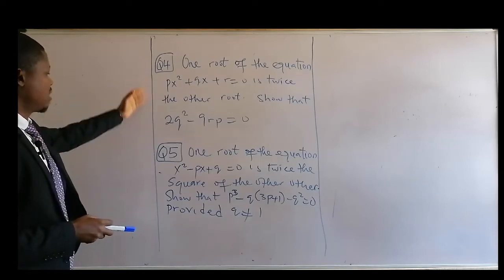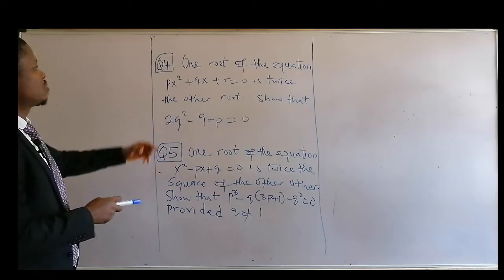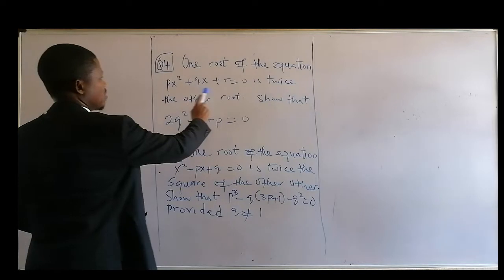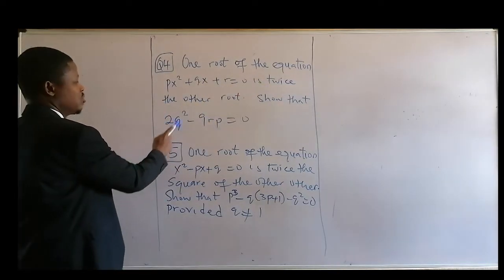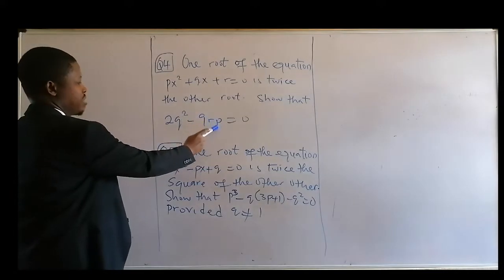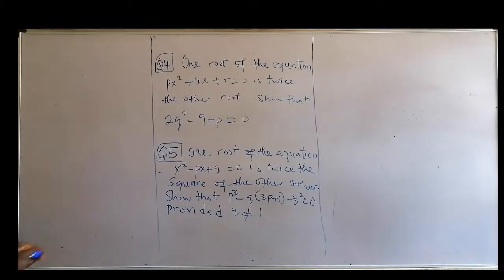We have this question 5. One of the roots of the equation is twice the other root. Show that 2q squared minus 9rp equals 0. So let's quickly go through that. Let's solve that question, then after that we'll come back to the second question, number 5.